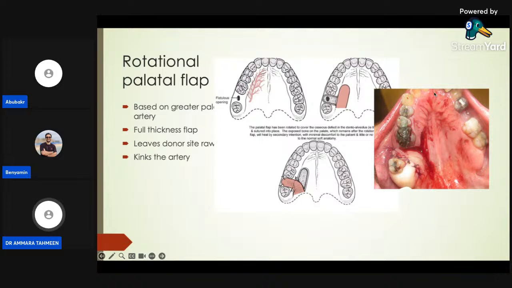What they do here is, at the junction of the incisive artery and the greater palatine artery, the flap is reflected from here, and it is covered over the defect, usually in the premolar region. So this one is usually without any tension, but this flap, as it is rotated completely 90 degrees, may lead to the bending or kinking of the artery, which may disrupt the blood supply. So that is one of the drawbacks of this flap.